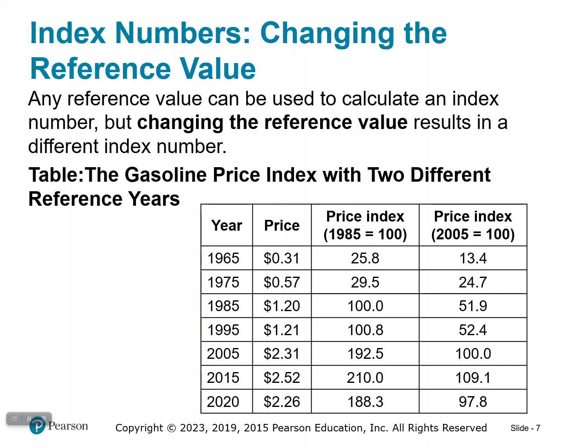So you could change the reference value, right? Any reference value can be used to calculate an index number. Changing the reference value changes the index number, right? So you always have to know what your reference is. Looking at the price per gallon again, right? Everything's still the same. In 1985, the price index, that's the one we looked at before.